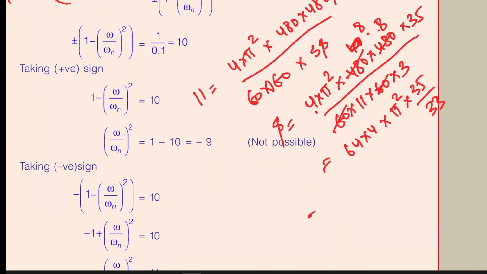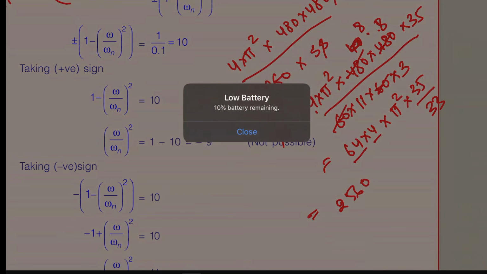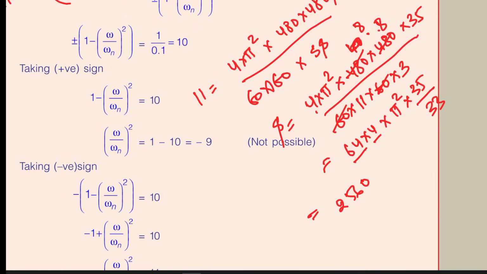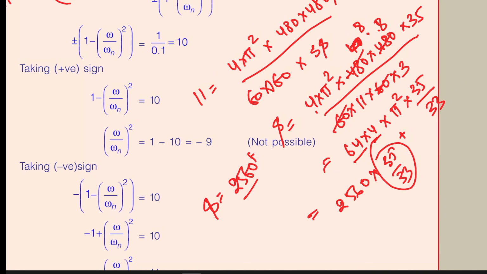Now we very well know that 64 multiplied by 4 will give me 256, and pi square is nothing but 10, so 2560 into 35 divided by 33. So this value is somewhat more than 1. Okay, so overall my s value should be 2560 and a little bit more than this.